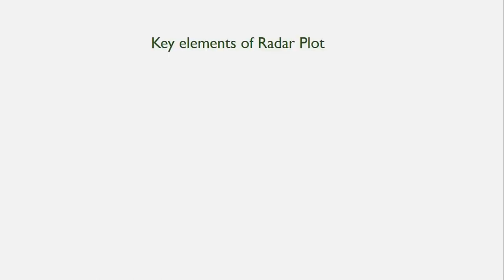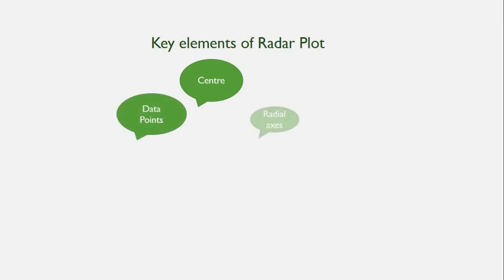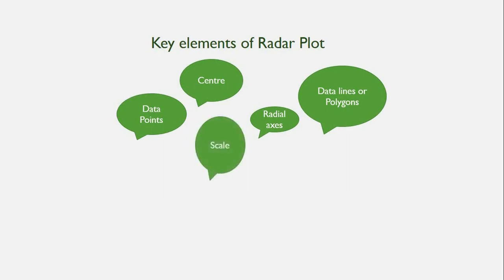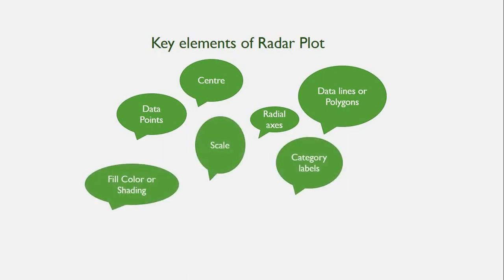There are some key elements of radar plots, namely center, data points, radial axis, data lines or polygons, scale, fill color or shading, category levels, and grid lines.